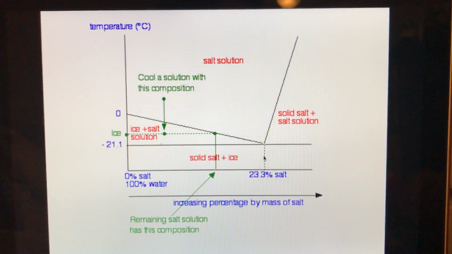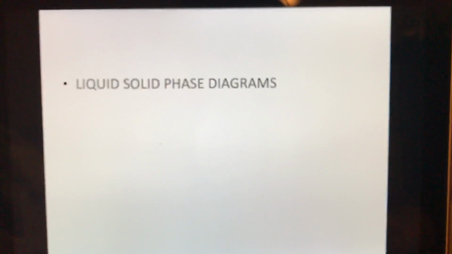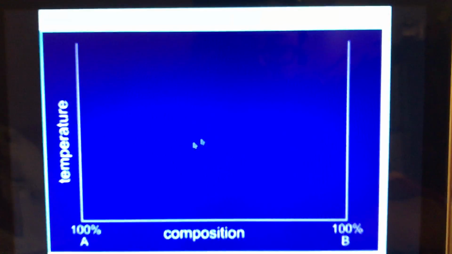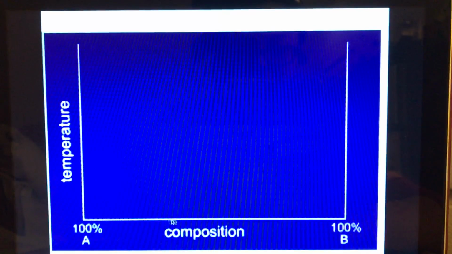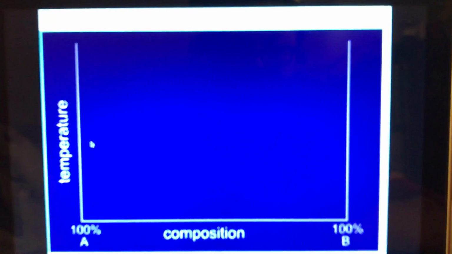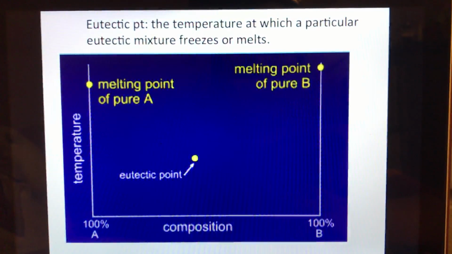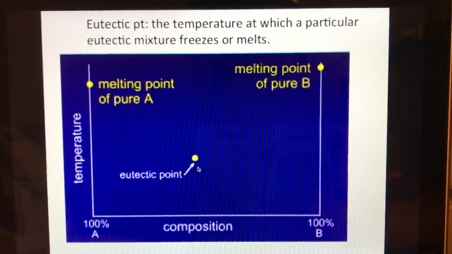So let me show you some liquid-solid phase diagrams that you're probably more familiar with from class. Here's one in which we have 100% of compound A and 100% of compound B, and here's composition, and here's our temperature. Okay, and here we have the melting point of pure A and the melting point of pure B. And our eutectic point is the temperature at which a particular eutectic mixture freezes or melts. Here's our eutectic point.